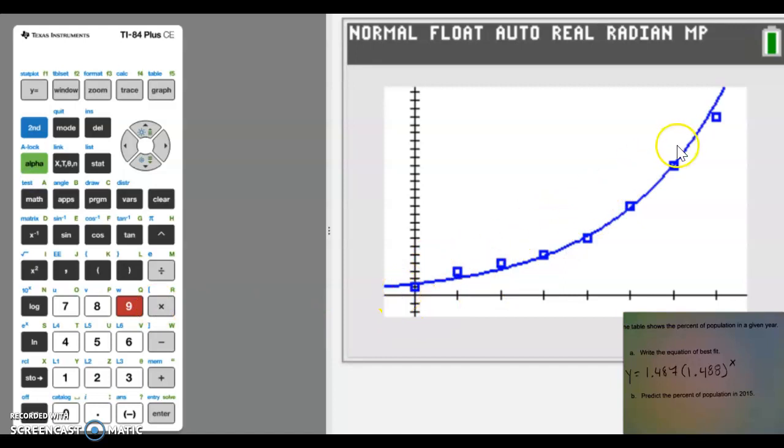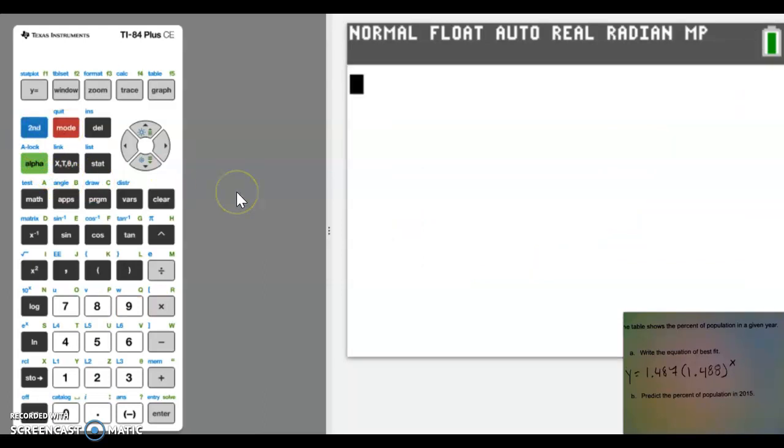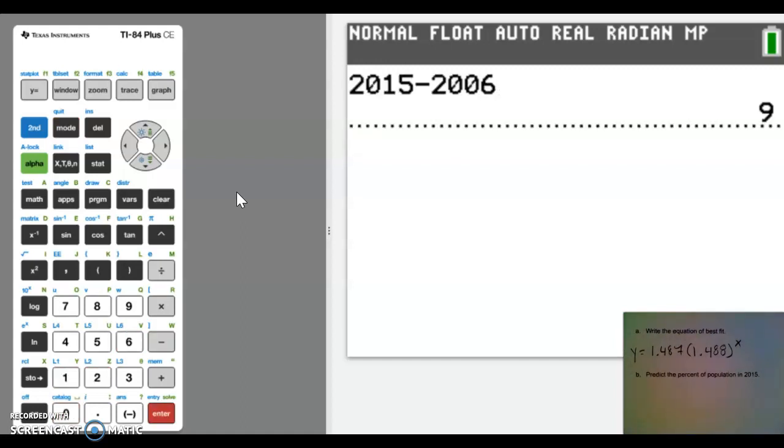This one is clearly not linear, and you'll talk about tomorrow with whoever's teaching it, I think Miss Nicely, whether it's quadratic or exponential. But today, everything's exponential, so here's your exponential, and this line fits it pretty well. Okay, I'm going to press second, quit to get out of that. My next question is predict the percent of population in 2015. So if I'm starting at the year 2006, 2015 is how many years past 2006? Well, you can just do 2015 minus 2006 if you don't know, and you get 9.